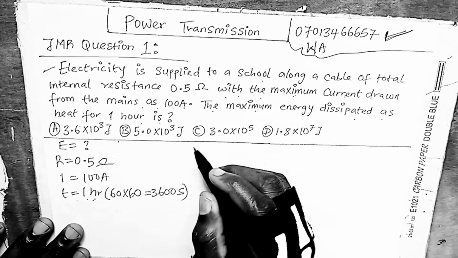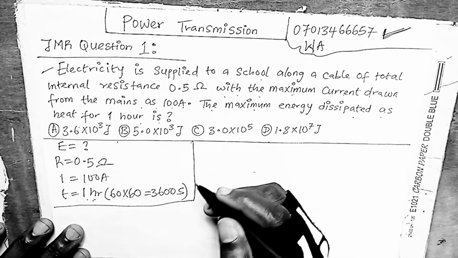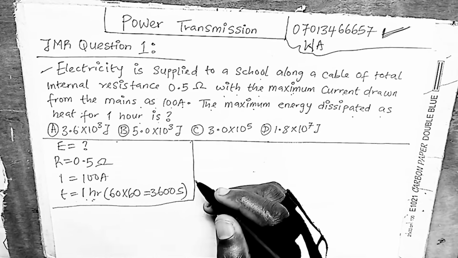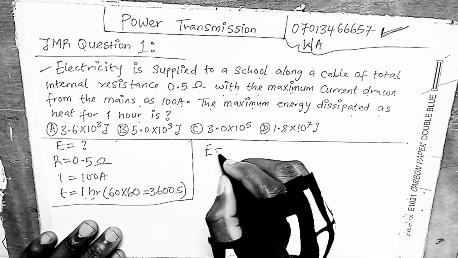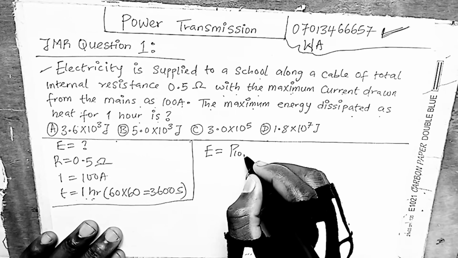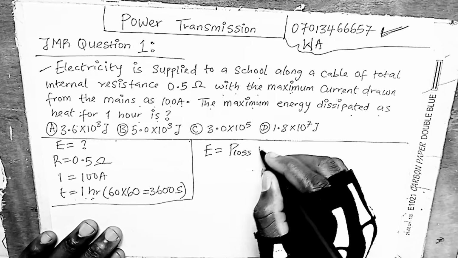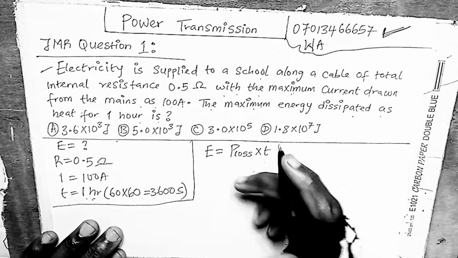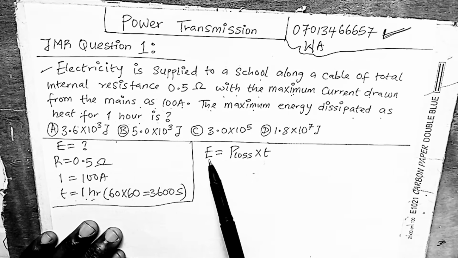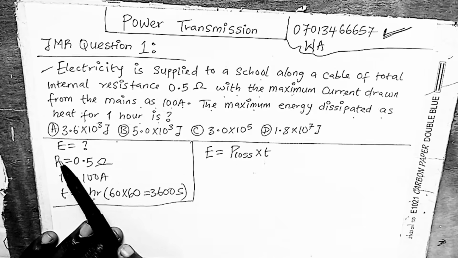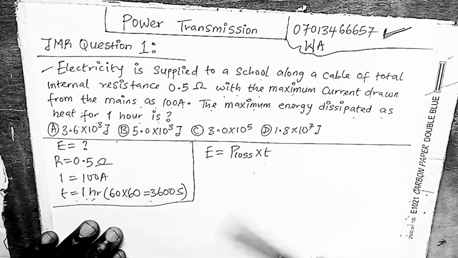Now let's write out the formula to calculate energy. To calculate the maximum energy, the formula is energy equals power loss times time. That's the formula for energy. Let's compare if we can use this formula. Do we have energy? That's what we are looking for. Do they give us power loss? No. They only give us time, so we have to find the power loss.